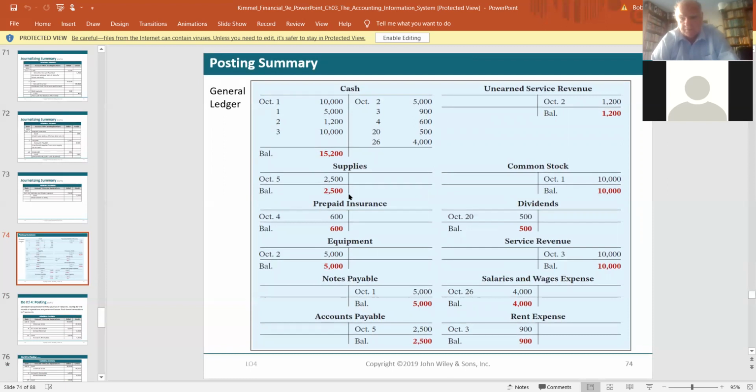Supplies, okay, that looks good. Look at common stock, that has a credit balance. So we're looking pretty good here. That is our general ledger. And from that, we'll be able to start doing some financial statements.